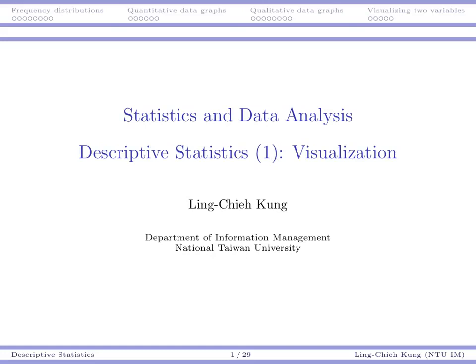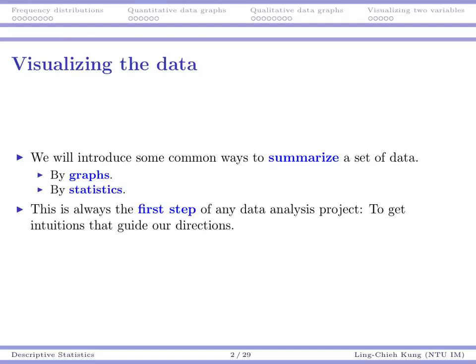Okay, so let's start. Basically, in today's and the next lectures, we will talk about some common ways to summarize a set of data. When you are given a set of data, typically you want to do at least two things to summarize or to visualize it. One is to use graphs to give people a visualization of it. Or you may want to use some numbers, or we say some statistics, to summarize the set of data. That is typically very important when you want to do a data analysis project.